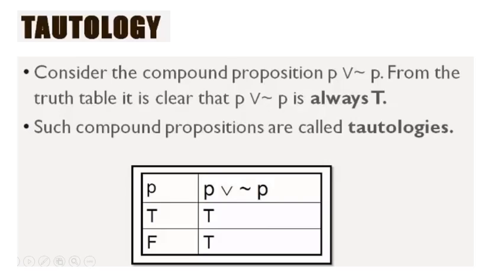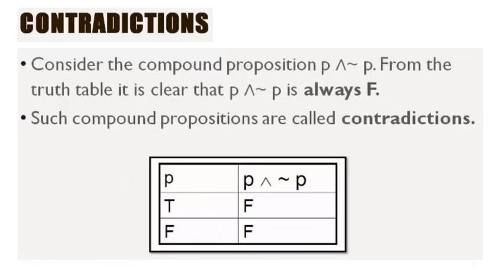Tautology. Consider the compound proposition P disjunction complement P. From the truth table, it is clear that P disjunction complement P is always true. Such compound propositions are called tautologies.